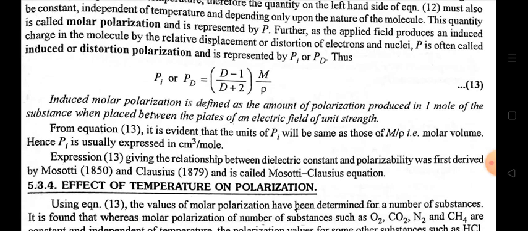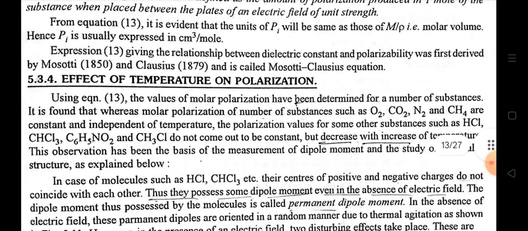Clausius equation. Effect of temperature on polarization. Using equation 13, the values of molar polarization have been determined for a number of substances. It is found that whereas the molar polarization of a number of substances such as oxygen, CO2, N2 and CH4 are constant and independent of temperature, the polarization values of some other substances such as HCl, CHCl3, C6H5NO2 and CH3Cl do not come out to be constant but decrease with increase of temperature.